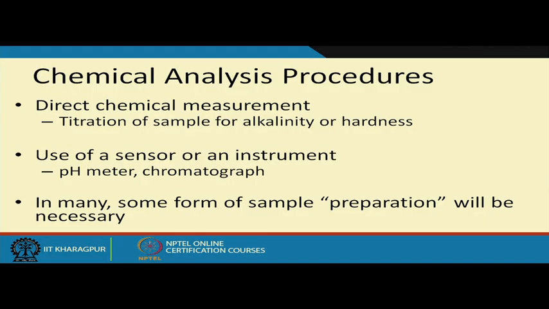There are different chemical analysis procedures. You can do direct chemical measurement like titration. All of us have done alkalinity and hardness; those are titration methods. You can use some sort of sensor, a very simple one being a pH meter. I hope each one of you has used a pH meter at some point. We use ion chromatograph, gas chromatograph, and I will give you a very quick overview of these common instruments. In the next video we'll start with sample preparation, because before you start doing this analysis, you need to do some sample preparation. What we mean by sample preparation will continue in the next video.